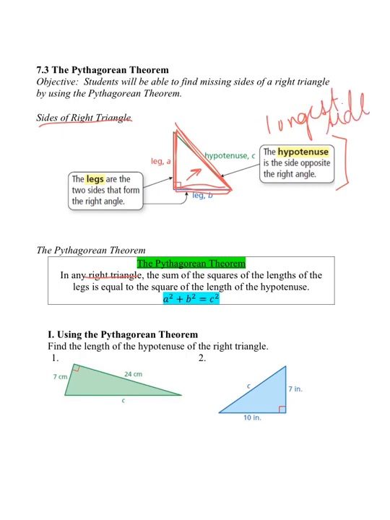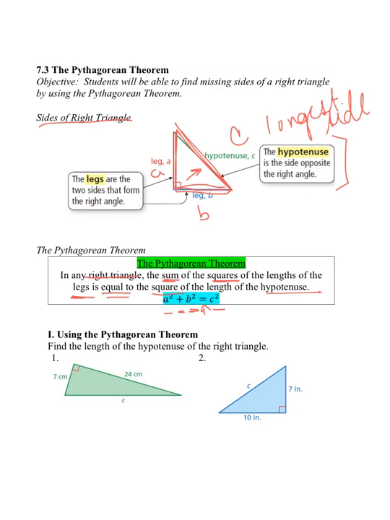So when you read that definition, in any right triangle, the sum of the squares of the lengths of the legs. So if you call this leg A and this is leg B, the sum of their squares is equal to the square of the hypotenuse, which we call C. So that's where this formula comes from: A squared plus B squared equals C squared.